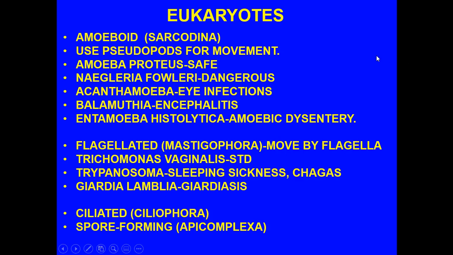Now, let's start off with the protist, the amoeboid, also known as Sarcodinia. These use pseudopods for movement. So they basically have these extensions flowing outward of their cytoplasm, encased by, of course, the plasma membrane, and they move that way. Now, Amoeba proteus is a safe form. You see that in high school laboratories and things like that, but there are dangerous ones. And yes, you need to know these.